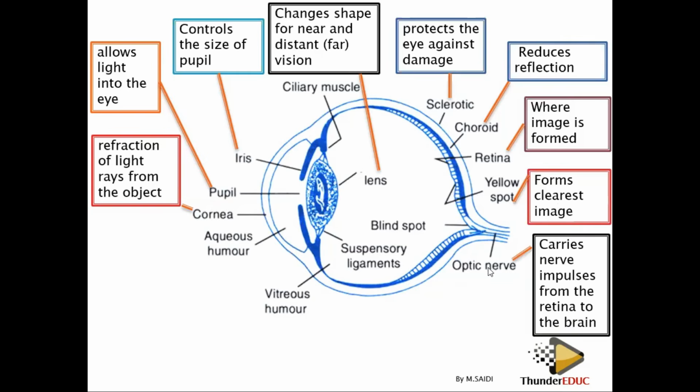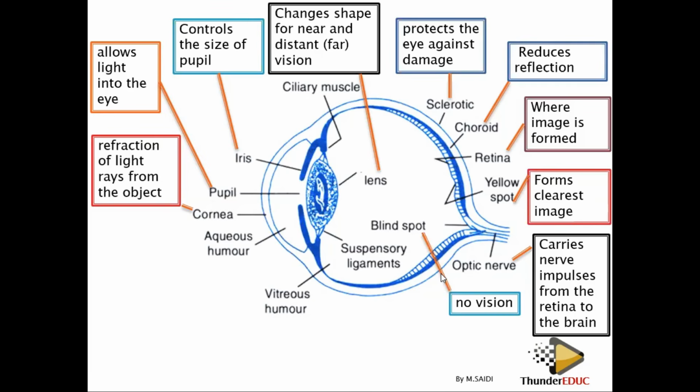Then you have what you call the optic nerve. This one carries impulses from the retina to the brain. When we talk about an impulse, we are talking about an electrical message. So when light falls on the retina, it must change this light into an electrical message. That electrical message is carried to the brain in the form of impulses. So an impulse is an electrical message. So the optic nerve carries this impulse to the brain. Whenever you talk about optics, it means that you are talking about light.